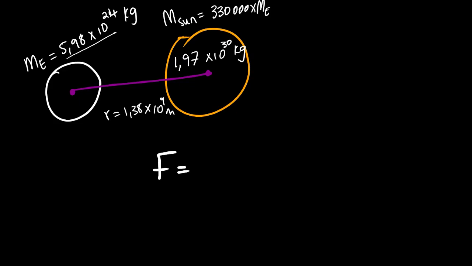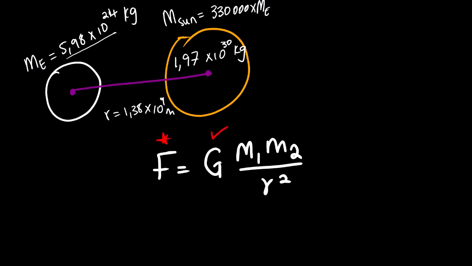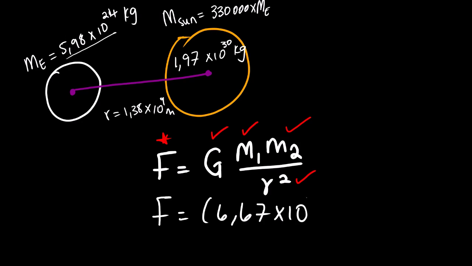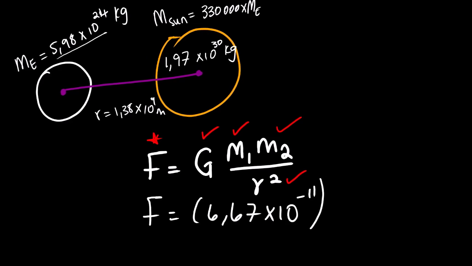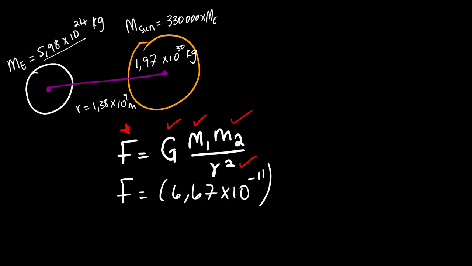Now we start by writing our equation. So according to the data, we are looking for this. We have this is a constant, the universal gravitational constant. We have the masses m1, m2, and then we have the distance. So we can go ahead and substitute and actually find the answer. So F is equals to 6.67 times 10 to the power negative 11. That is the magnitude of G.